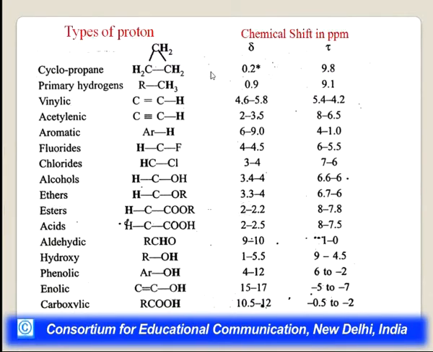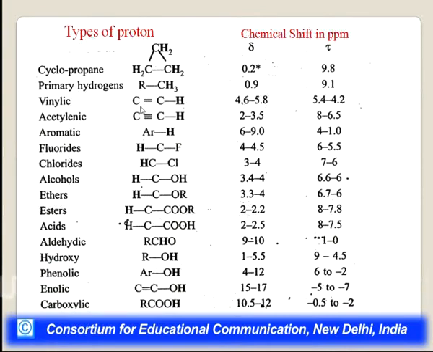Types of proton and chemical shift in parts per million. For example, you are looking over here at cyclopropane. Observe the delta value; we are not discussing the protons in detail right now, you will discuss them in coming slides. Let's first ignore the protons and emphasize only the delta value and tau value. For cyclopropane, these are the values. For primary hydrogens, these are the values.